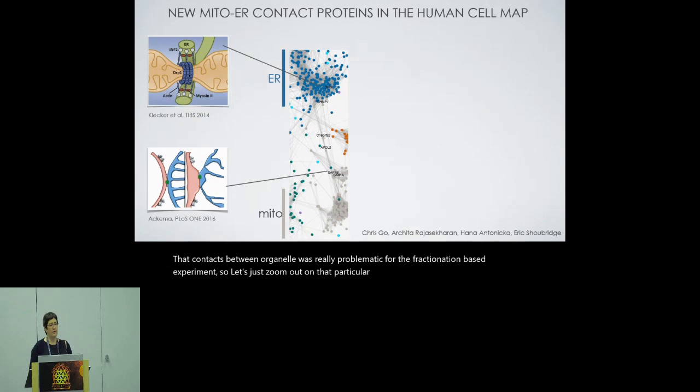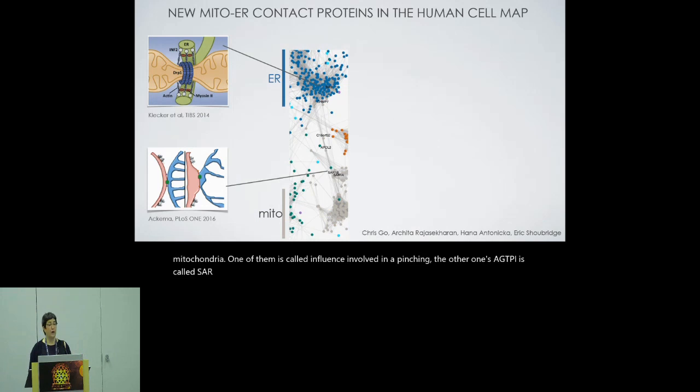So we were able, looking at the data, to identify new mito-ER contact proteins using just a cell map. And how we did that is by looking at the localization on our map of known contact site proteins for the ER and mitochondria. One of them is called INF1, it's involved in pinching. The other one's a GTPase, called SAR1.